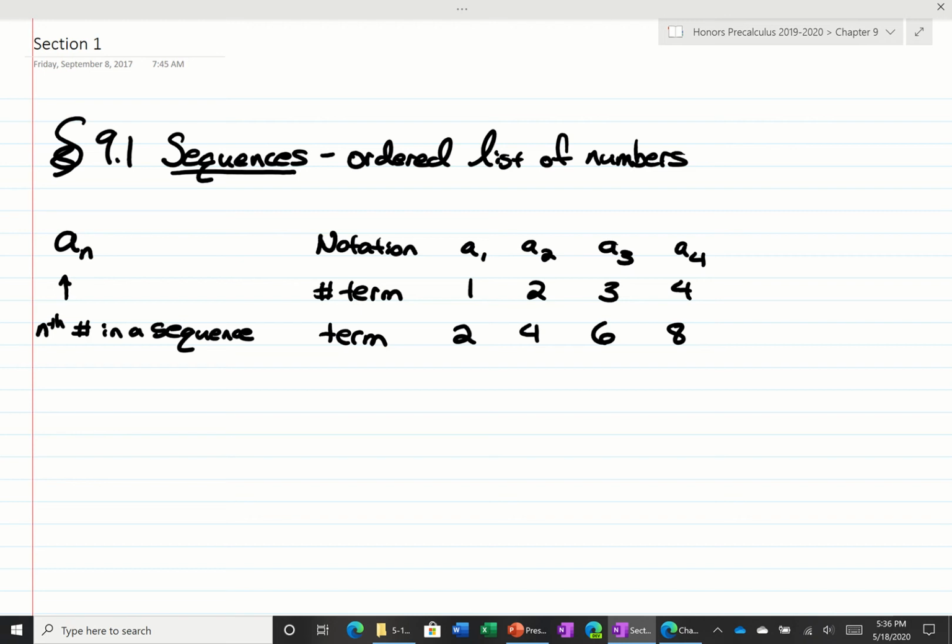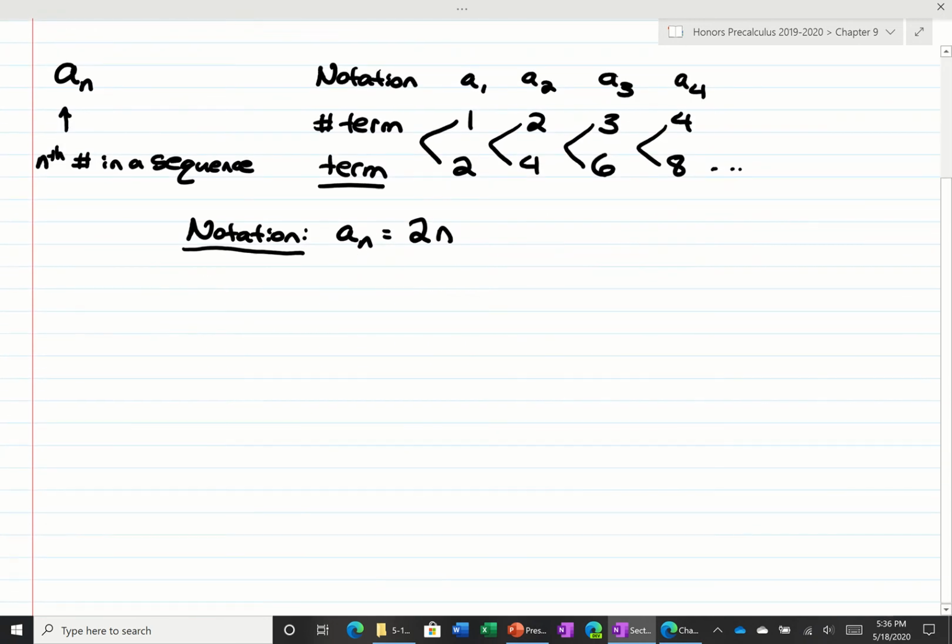Now if you take a look, it looks like to get the actual term, you do 2 times the number term. So like 2 times 1 is 2, 2 times 2 is 4, 2 times 3 is 6, 2 times 4 is 8, and that just goes on forever. So the notation for this sequence would be the nth term in the sequence would equal 2 times whatever number term that term is. So like the 8th term would be 2 times 8, which is 16. That's how we could do this.